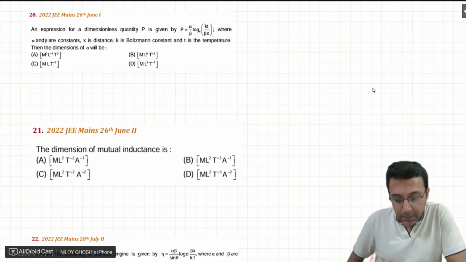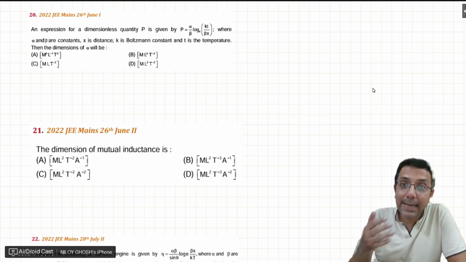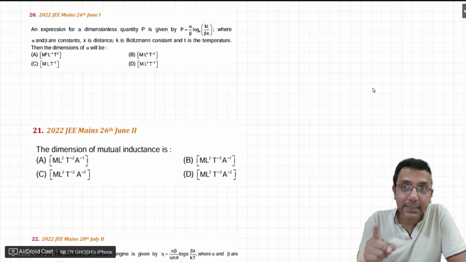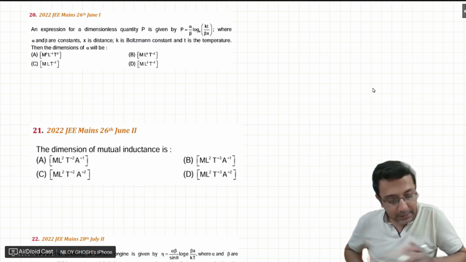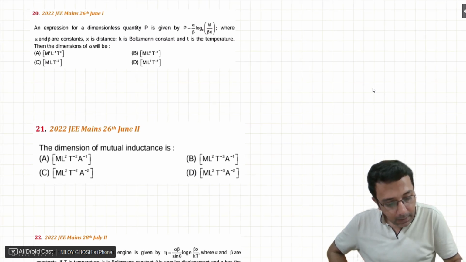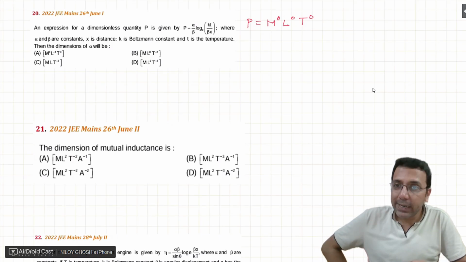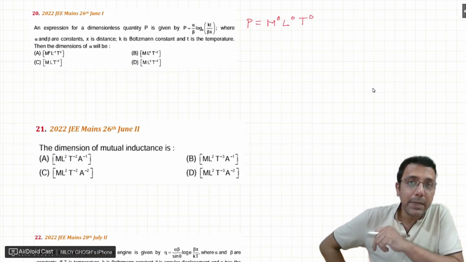Question number 20 is, an expression is given where P is a dimensionless quantity. Now, please don't pre-assume P to be pressure or any other quantity. It is said that P is dimensionless. The moment it is said that P is dimensionless, we must write that P becomes equal to M0 L0 T0, because it is dimensionless.